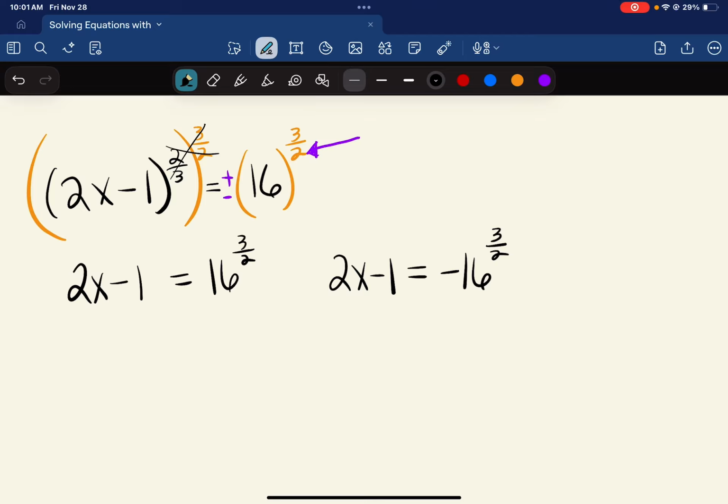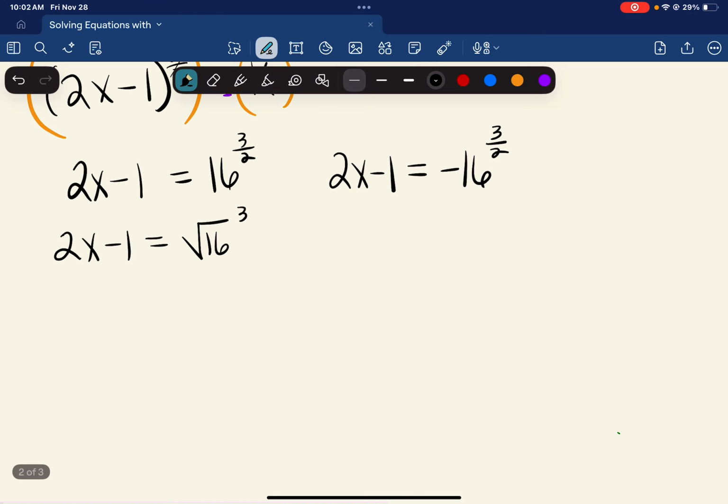And so then we're just going to simplify, right? So 16 to the 3/2 power, what does that give us? Well, that's the same thing as saying the square root of 16 cubed. All right, so 2x minus 1. The square root of 16 is just 4, so this is 4 to the 3rd power. 2x minus 1 equals 4 cubed, which is 4 times 4 is 16, times 4 again is 64.